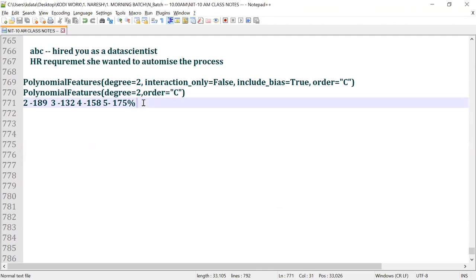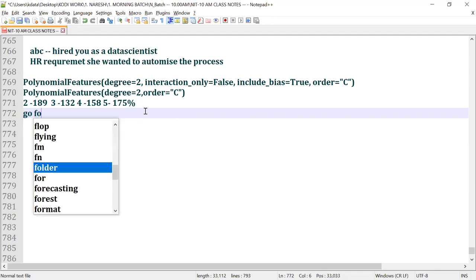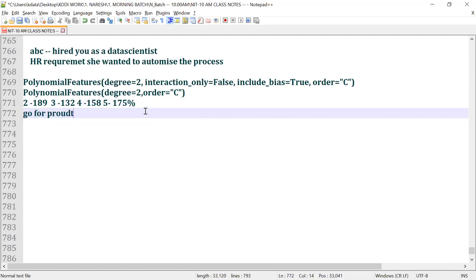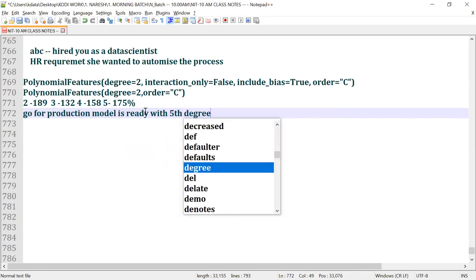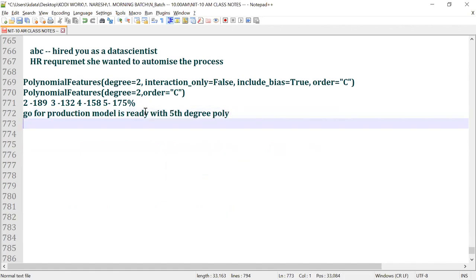So finally, I can optimize and build the model and I can say that this is what goes for production. Go for production. What exactly is the next step? The next step is the model is ready with the 5th degree poly. All right. And using the joblib pipeline and pickle file, you can write a code.